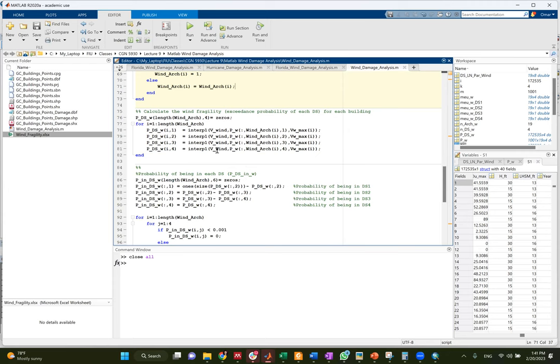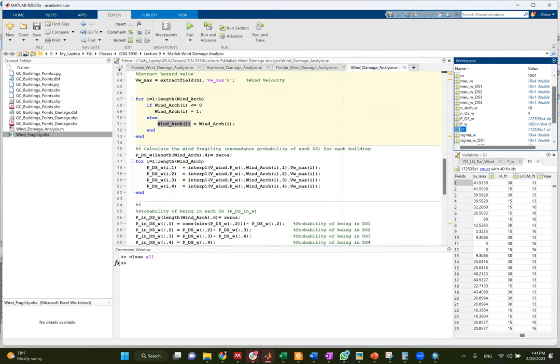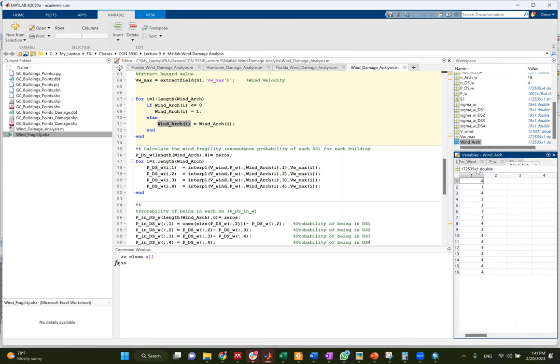So this does this for each of the archetypes. Here we have the archetype. I have the wind archetype for each building. Let's actually check this column. If I go down, this is the wind archetype. Each building has a number. So for each i, 1, 2, 3, 4, 5: building number 4 has archetype 3, number 11 has archetype 4, number 23 has archetype number 1.